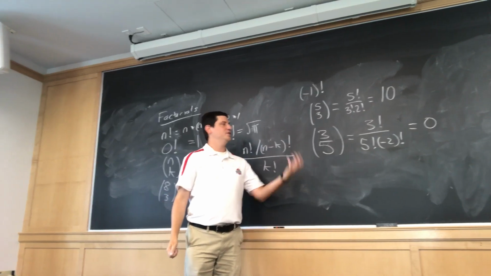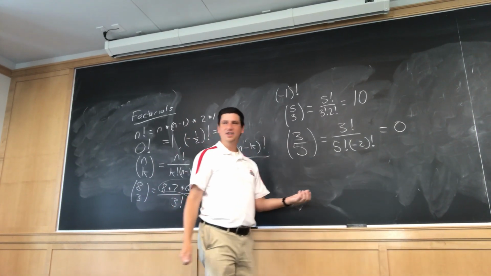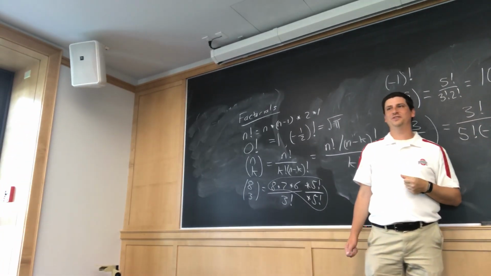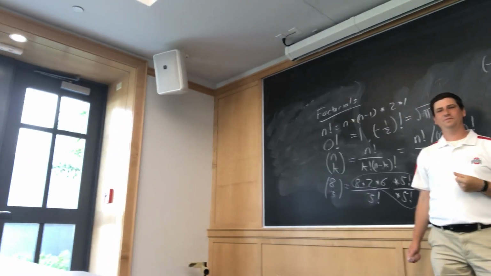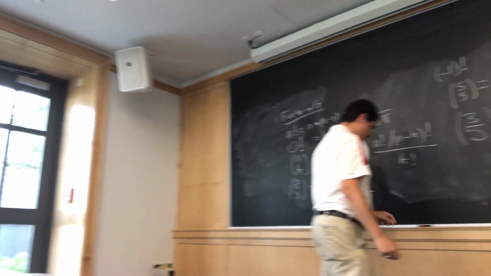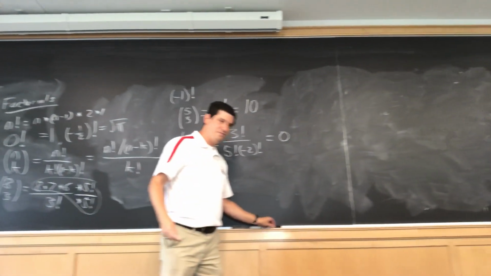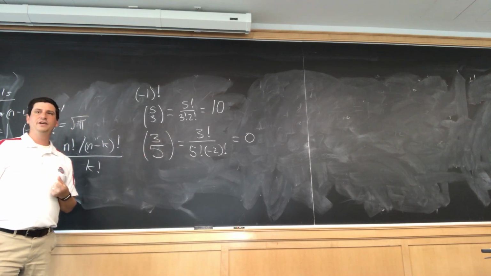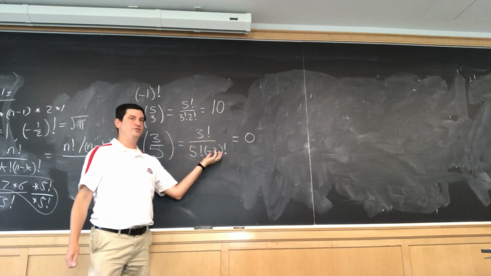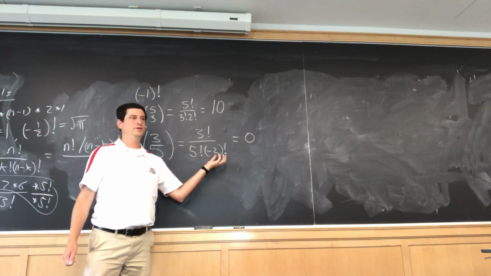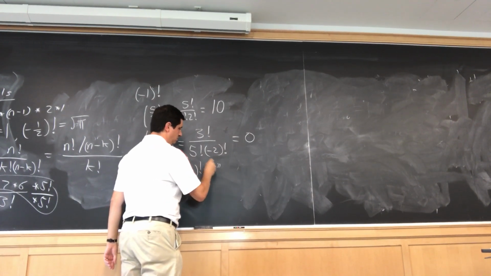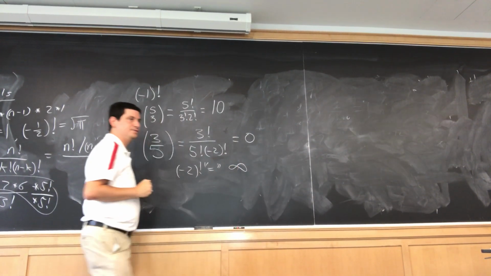So this tells us the proper way to extend the factorial to negative integers. What should -2 factorial be? Come back, come back. There you go. How should we extend the factorial to negative integers? I want this to equal 0. What should I choose for -2 factorial? Yeah, infinity. So -2 factorial should equal infinity.